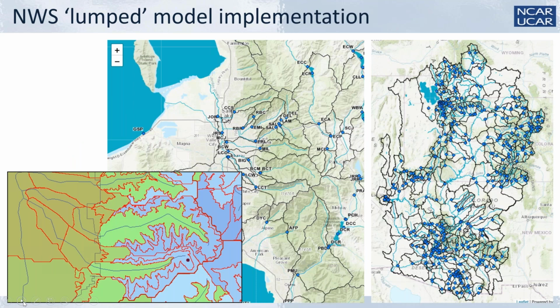This is taken from the time I worked at CBRFC, and it illustrates some of the zonal breakdown that you see around Salt Lake City in the Wasatch Range, and this lumped approach to modeling over the entire basin. Next slide.